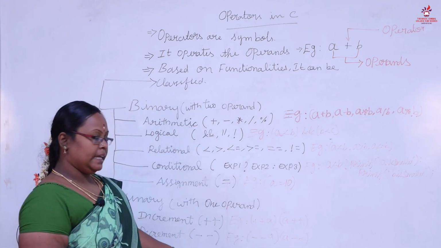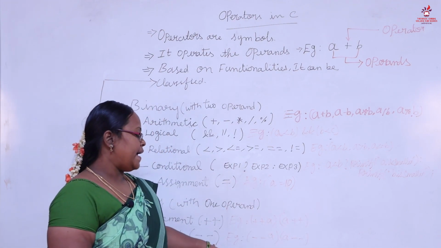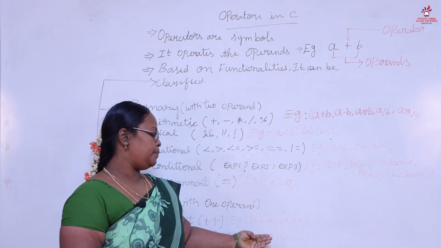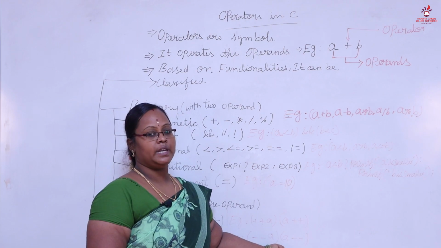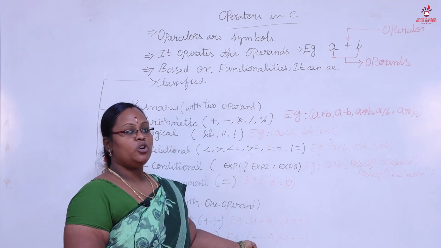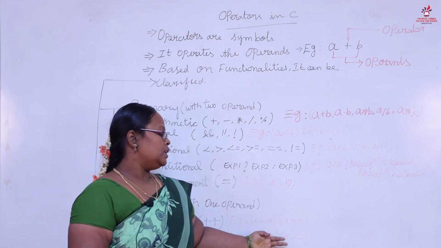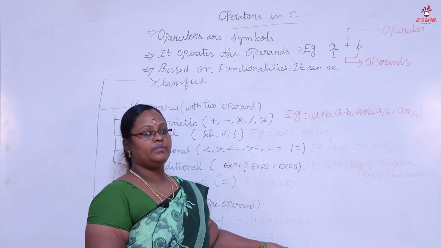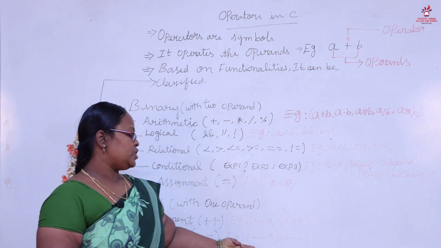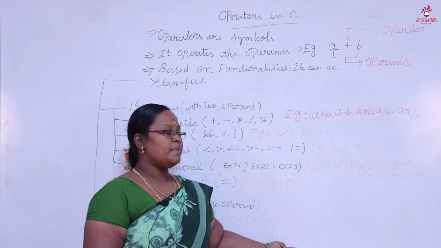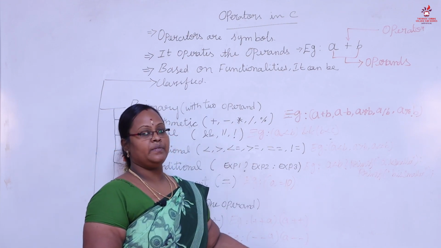Coming to the decrement operator, we use the minus minus operator. Here it can also be divided into pre-decrement and post-decrement. In pre-decrement, the value will be decremented before the execution of the variable. In post-decrement, the value will be decremented after the execution of the variable. So minus minus A is a pre-decrement and A minus minus is a post-decrement.